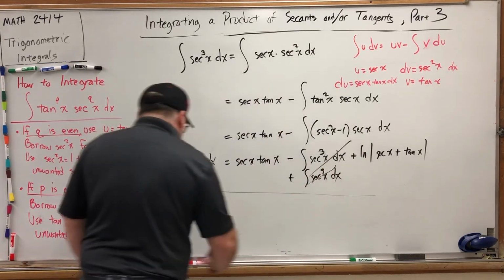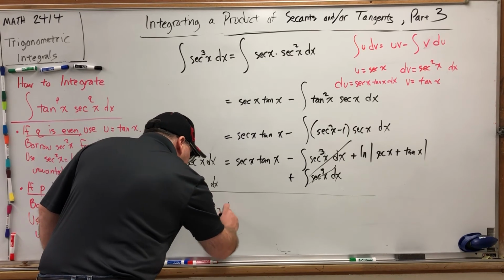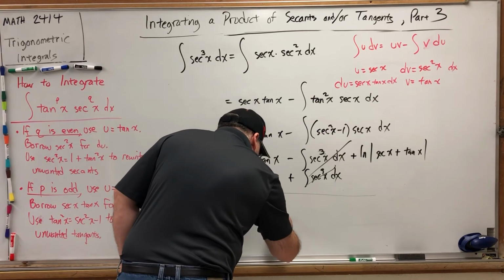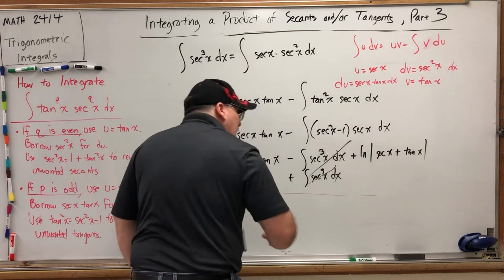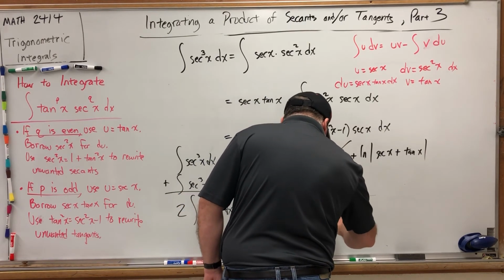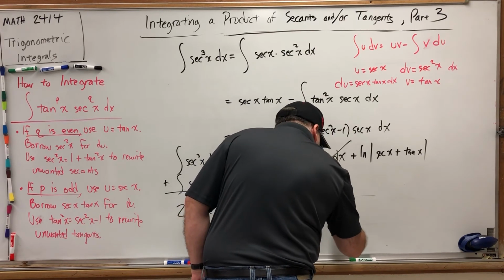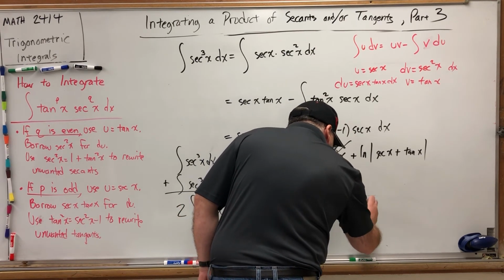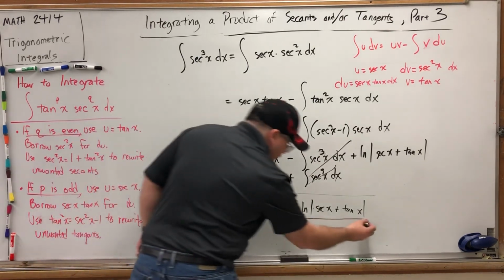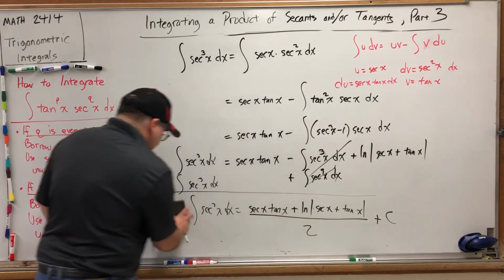Let's get rid of that, and that gives me two of these integrals is equal to all this: secant x tangent x plus natural log absolute value of secant x plus tangent x. And now all I have to do is multiply everything by half, or equivalently put everything over 2. And being an indefinite integral, plus a constant of integration.